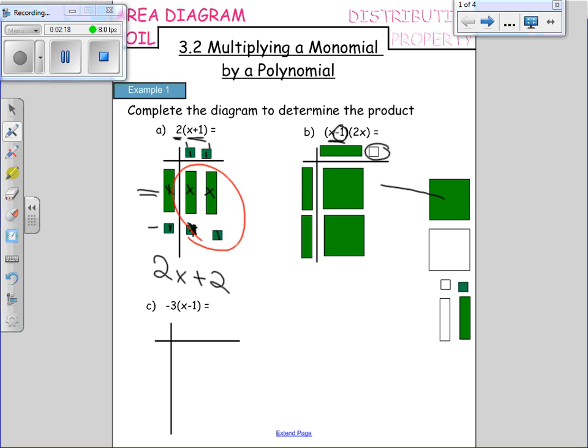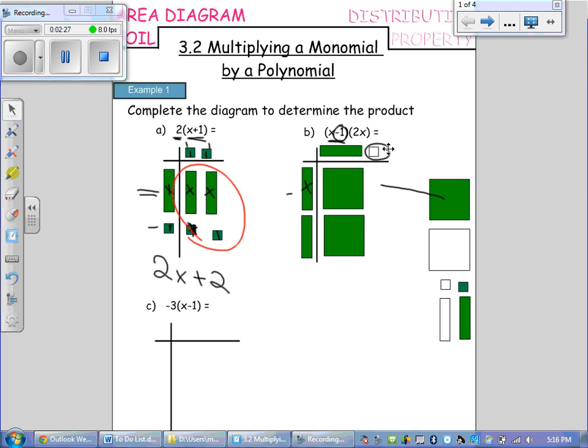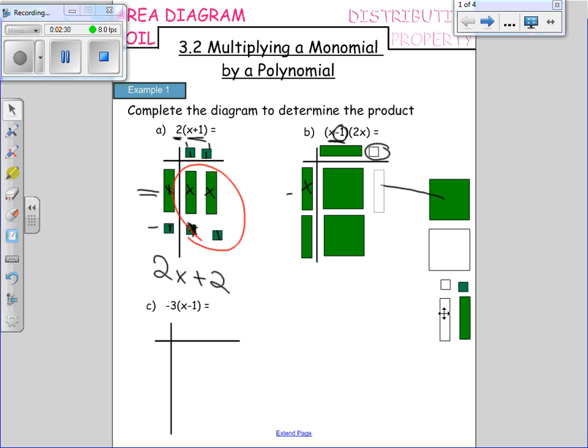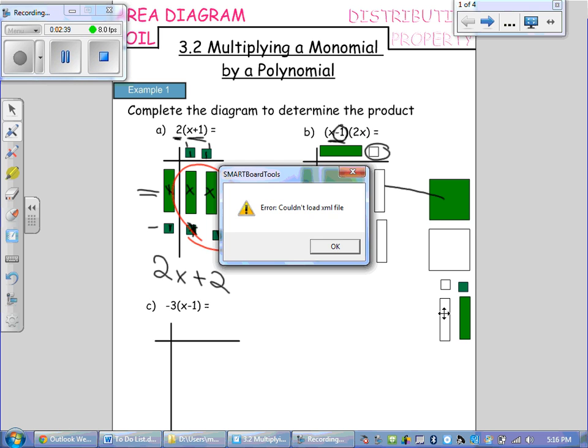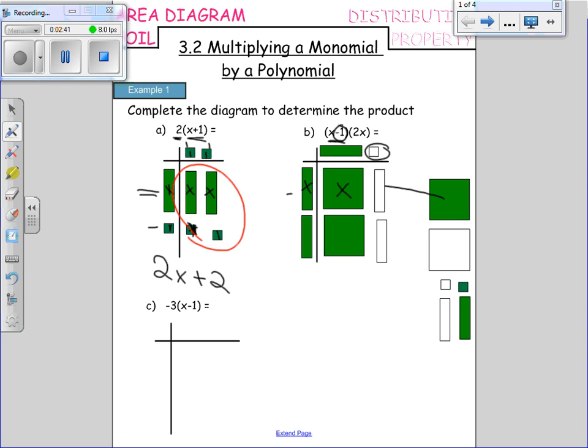When we multiply a negative by a positive, we get a negative. So this negative 1 times this x right here will give you negative x's. Not shaded in is negative x. Our final answer: we have an x squared here and an x squared here, so we have 2x squared. And here we have a negative x and a negative x, so we have minus 2x.